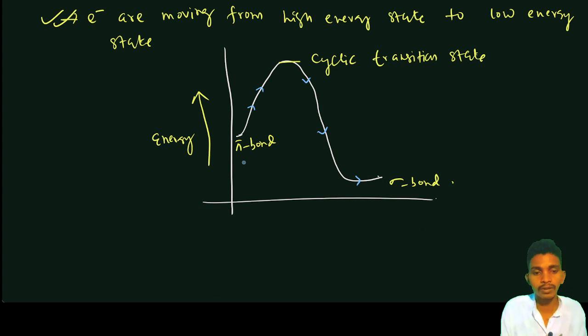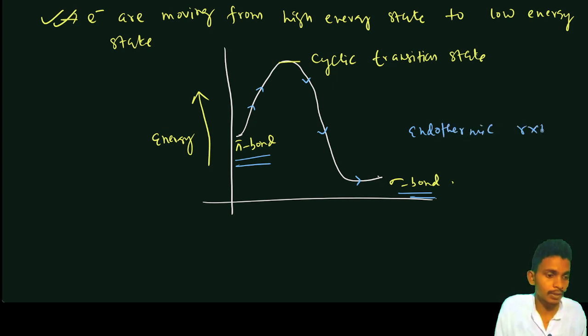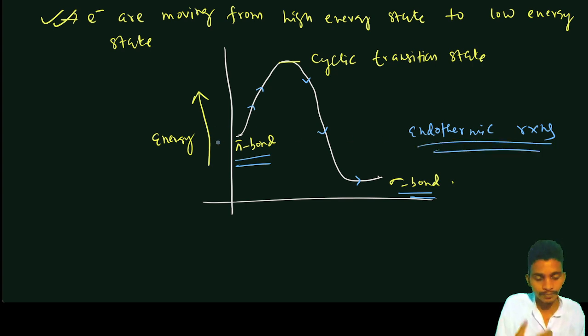Okay, so electrons are moving from high energy states to low energy states. It means from pi bonds to sigma bonds. So what we see in this diagram is that this shows an energy release. Electrons are moving from the pi bonds, meaning high energy states, to the low energy states, which means they are releasing the energy, they are releasing the heat. Heat is released.